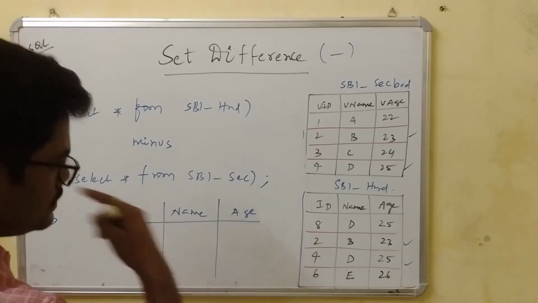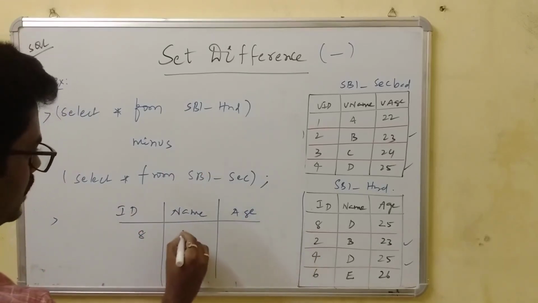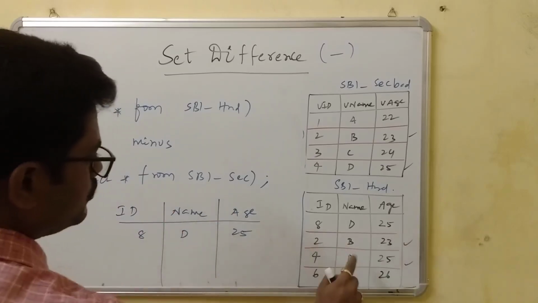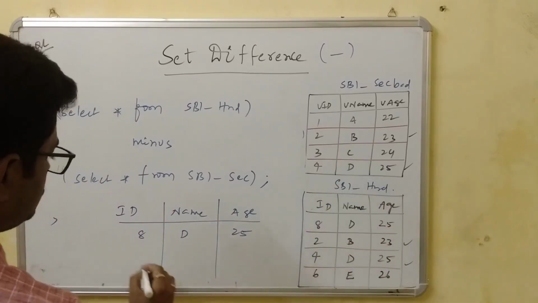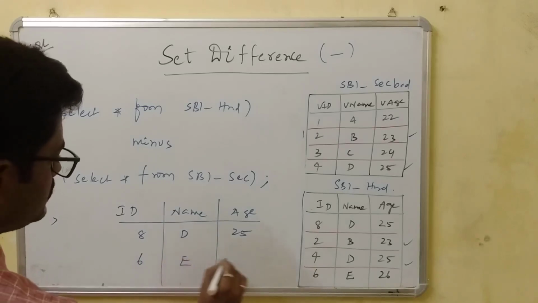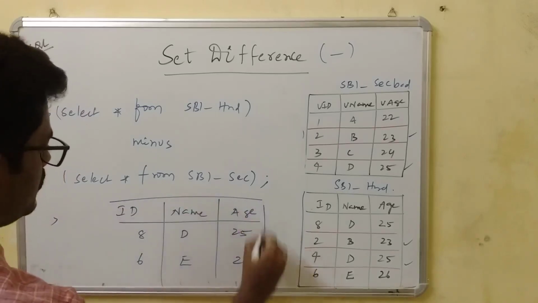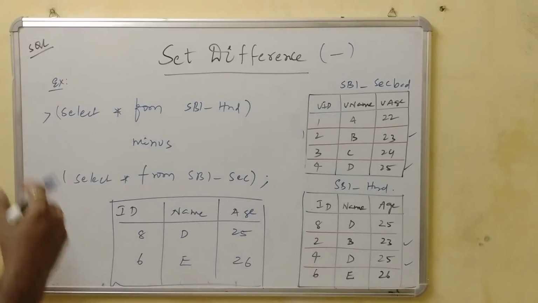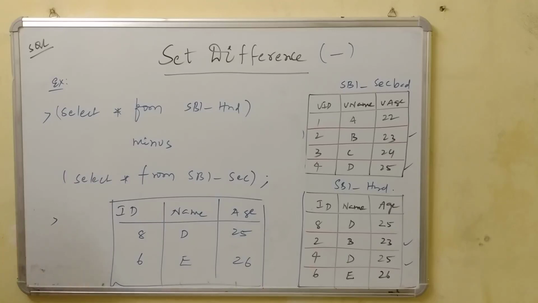So now what is the answer? 8D25, and then these two records will be removed because these are common. 6E26 is the resultant. This is the resultant table if I perform the T2 minus T1 operation. So I hope you got how to perform the set difference operator between the two tables.